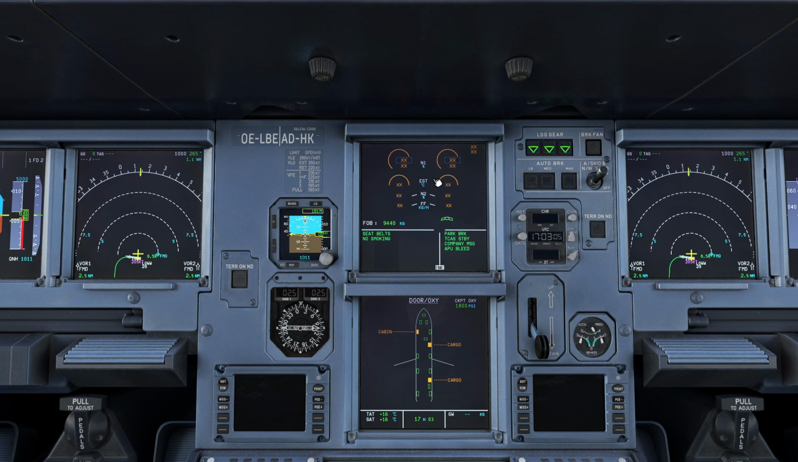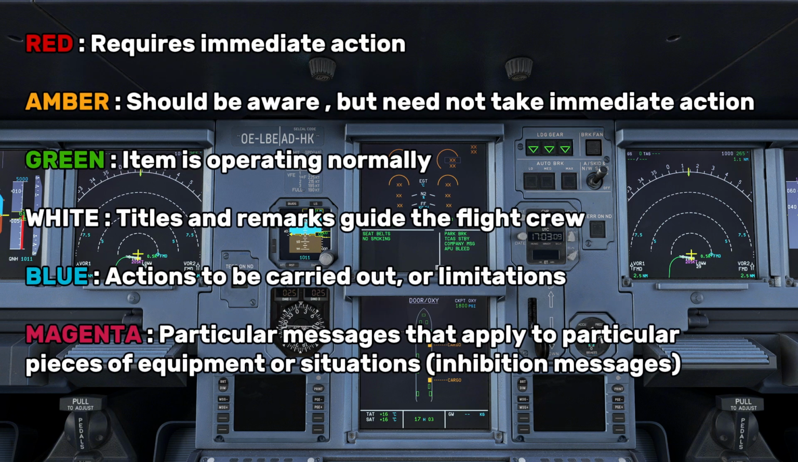The red warning, red messages or indicators, mean the configuration or failure requires immediate action. For the amber color, as you can see, for example, right now on the door oxy page, the flight crew should be aware of the configuration or failure, but need not take immediate action.